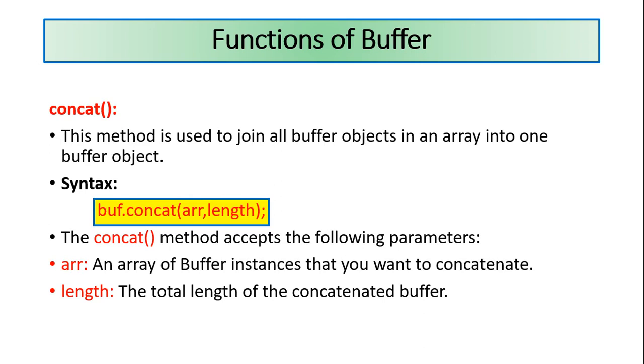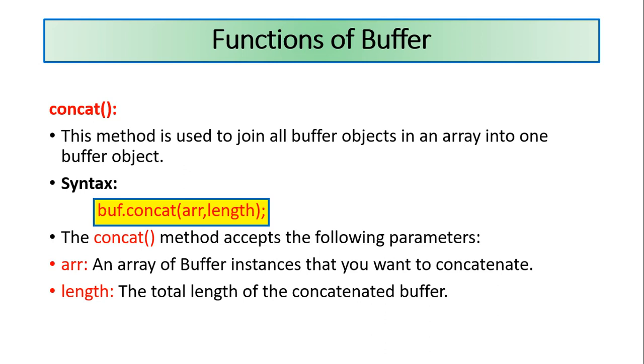This function is used to join all buffer objects in an array into one buffer object. Now look at this syntax. Here we use the Buffer object, and by using the Buffer object we call the concat method. Inside this concat method we are using two arguments. The first one is array and the second one is length.